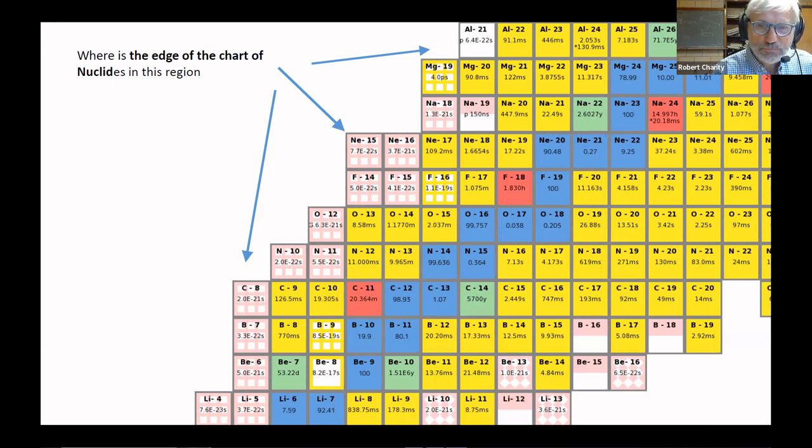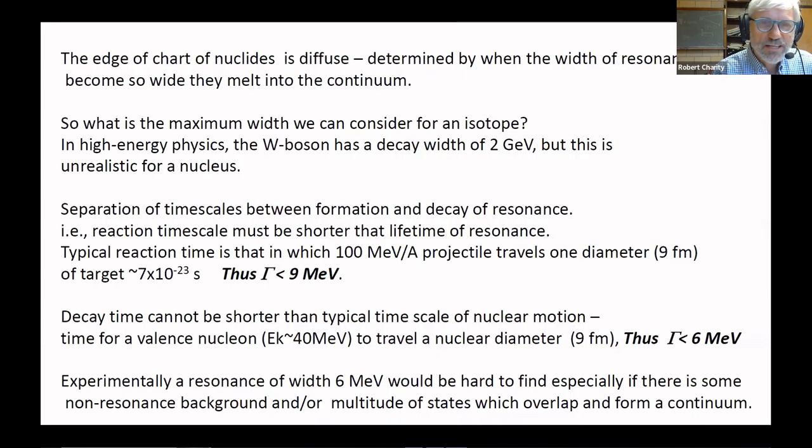So what sort of widths are we talking about right at the edge? I noticed in high energy physics, they have some really large widths, like the W boson has a decay width of 2 GeV. But such a width is really totally unphysical for a nucleus. The time scales involved in those high energy collisions are much, much shorter than ours.